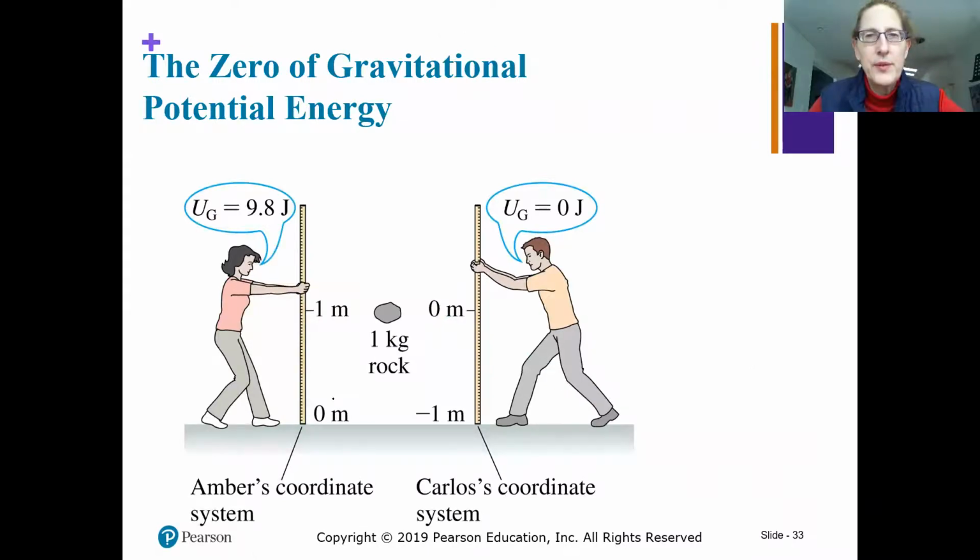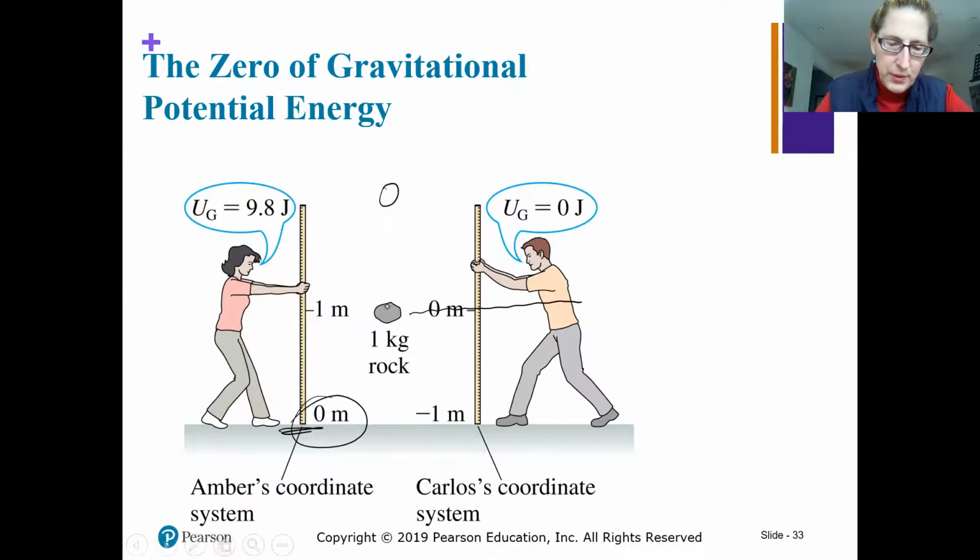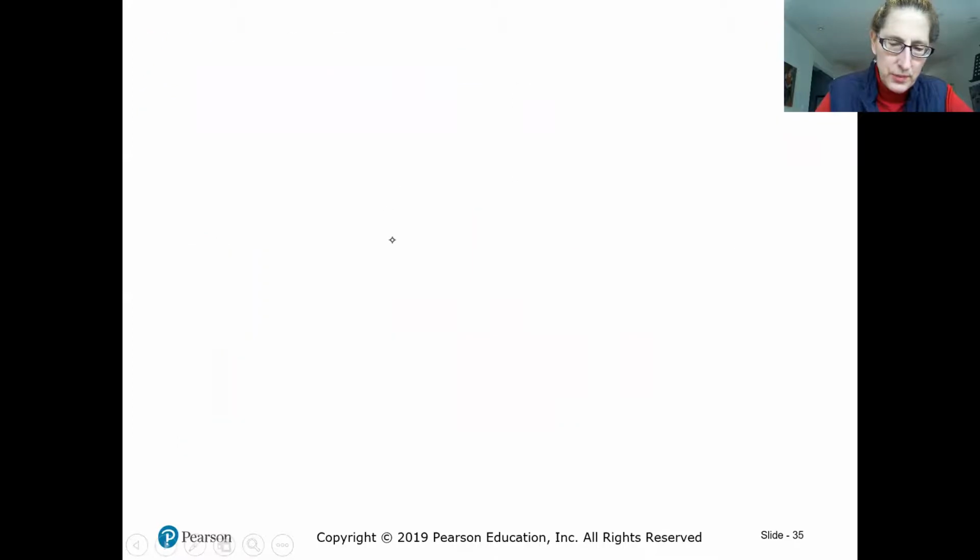Now, as I said, it doesn't matter where you put the zero. It's all about changes in potential energy that are related to work. So if this person on the left decides to make the ground 0, then she says that the rock has potential energy of mg times y. But if this fellow decides to make his 0 here, he says potential energy 0. But it doesn't matter. If this rock moves up, they would both agree that the change would be positive.